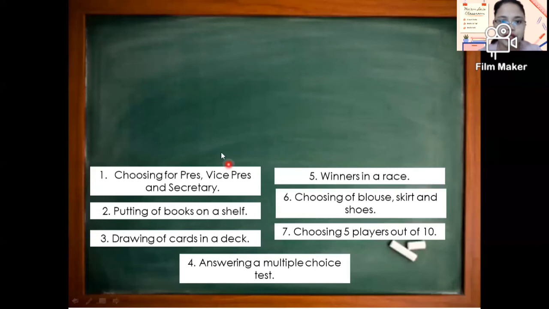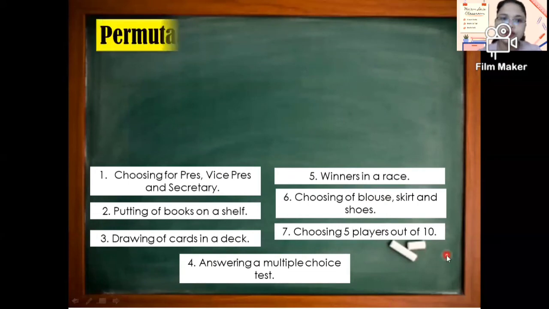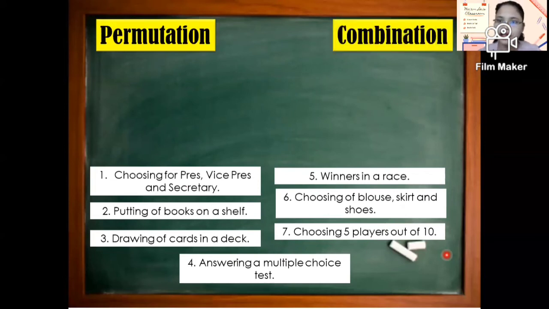Now, let's have this one. Let's categorize this given statement. Saan ba sila belong? Do they belong sa permutation? Do they belong sa combination? Tingnan natin. So, meron tayong sa left side ng permutation at meron naman tayo sa right side na combination. Ilagay natin ngayon dyan kung saan si permutation at kung saan si combination. Tingnan natin ang number 1. Choosing for president, vice president, and secretary. Saan kaya siya?